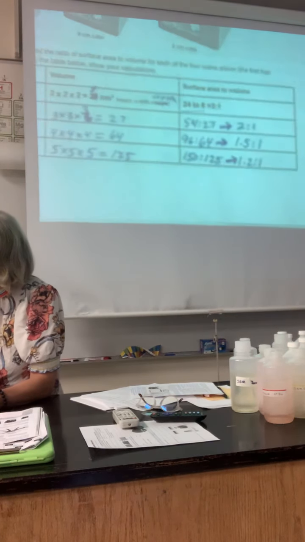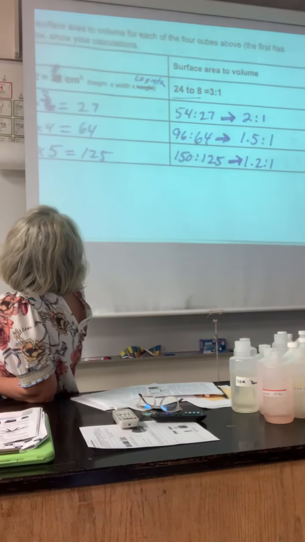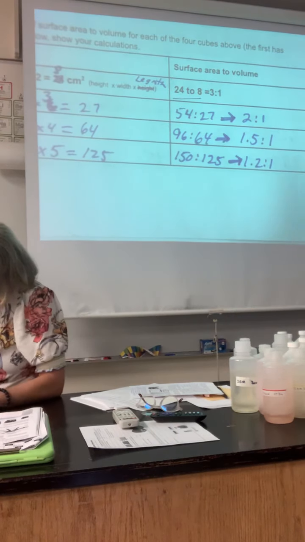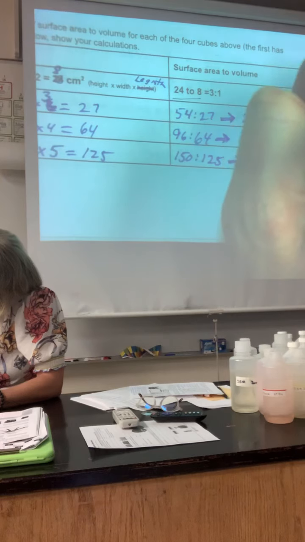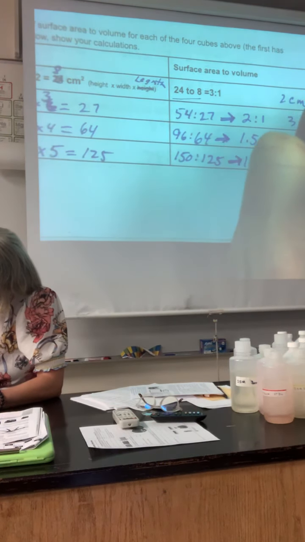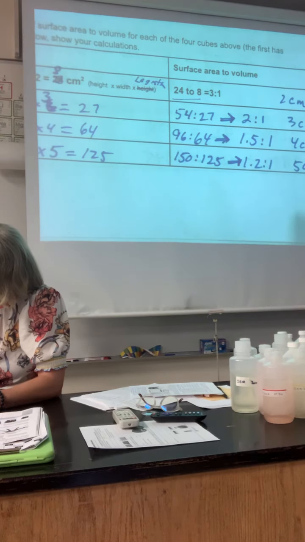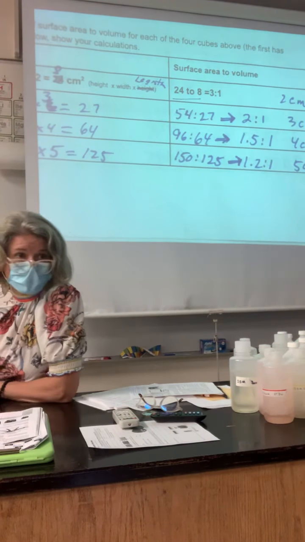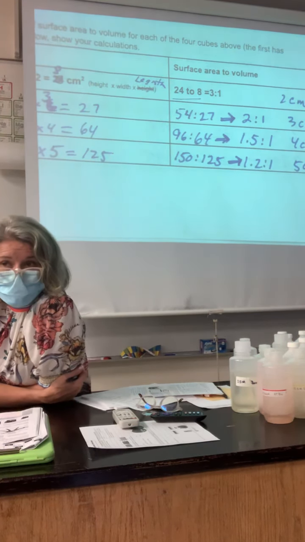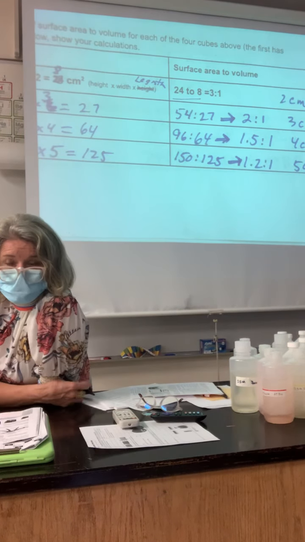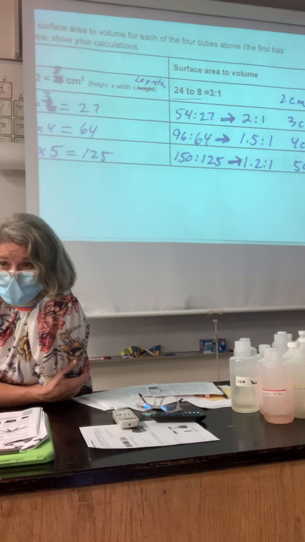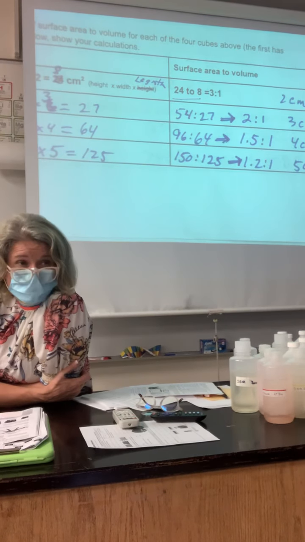Now we have our numbers. Now is when we analyze and think about our numbers, okay? So this is our 2 centimeter cube. This is our 3 centimeter cube. This is our 4 centimeter cube. And this is our 5 centimeter cube. As we get bigger, what happens to surface area? Yell out more or less. As we get bigger, we have less surface area, right? We do. As cells get bigger, they have less surface area, okay?